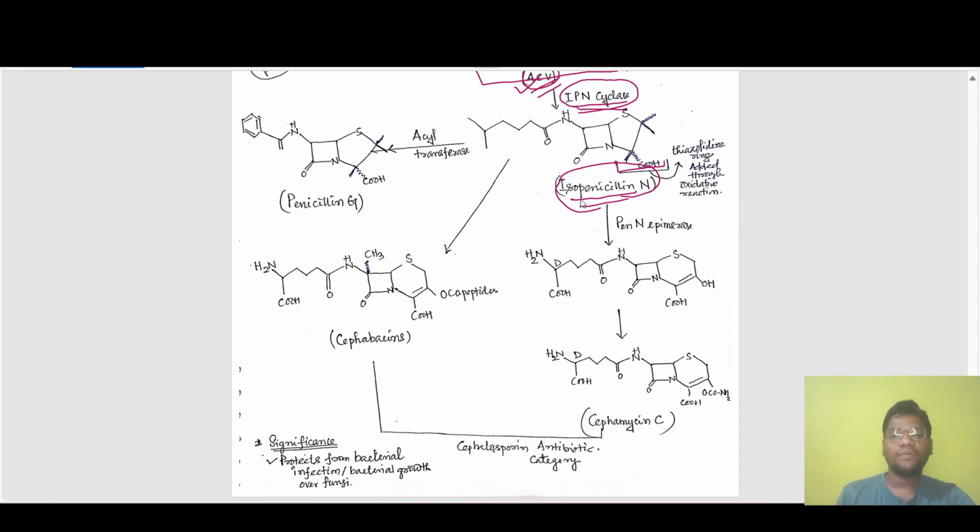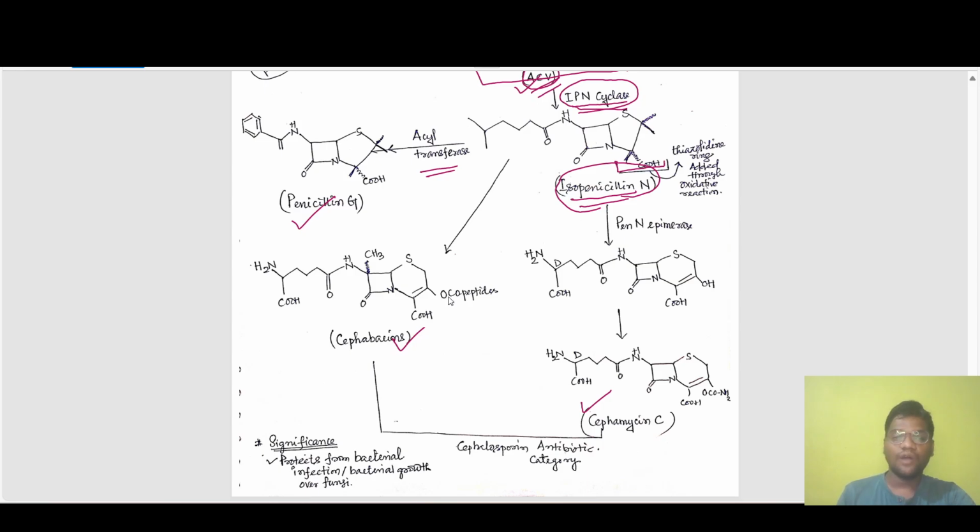Now this IPN, isopenicillin N, can be directly converted into penicillin G through the enzyme acyltransferase. That is the conversion of this compound to penicillin G of a similar structure. Also it can be converted into two different types of compounds. One is cephalosporin-related cephabacins, and another one is cephamycin. These two compounds are also produced from the conversion of isopenicillin N in different pathways by modifying its chemical structure.